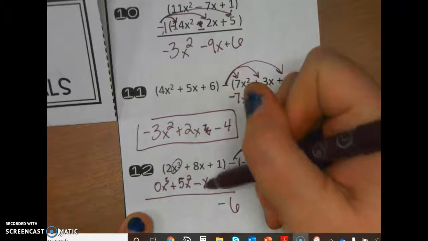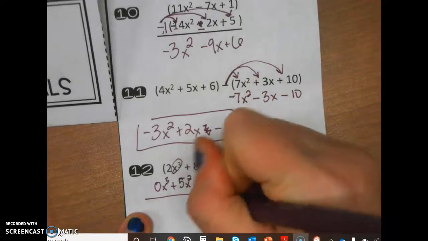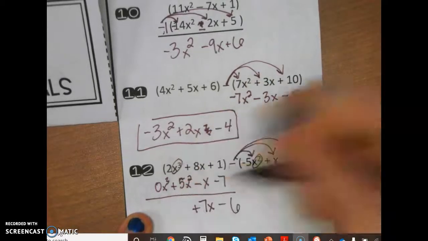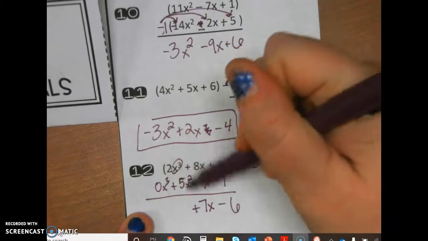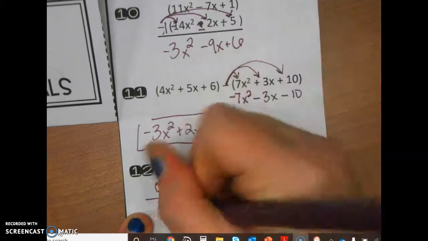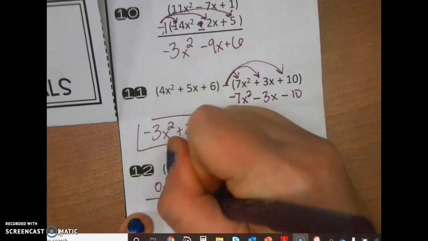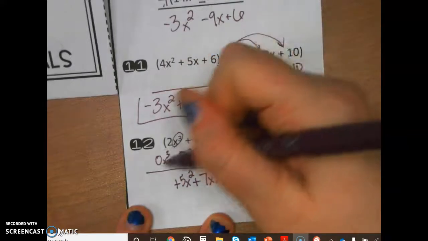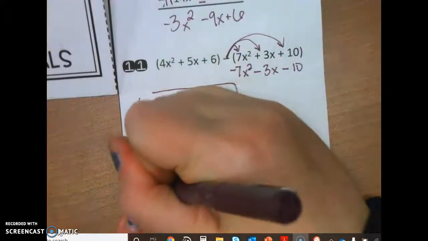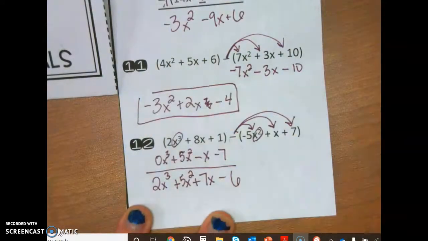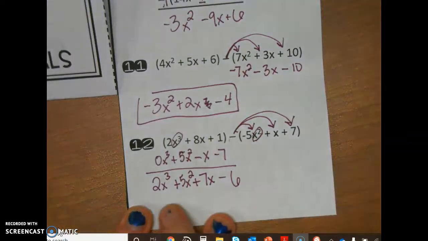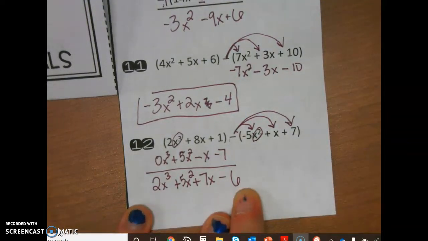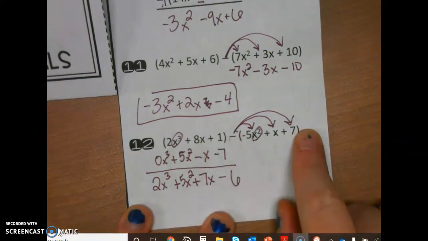And I've got 8 minus 1x, so I've got a positive 7x. I didn't have any x squareds, so I just write down my x squared term. And then I had no x cubes, and I have these 2 x cubes. So now I have this very long polynomial just from subtracting.